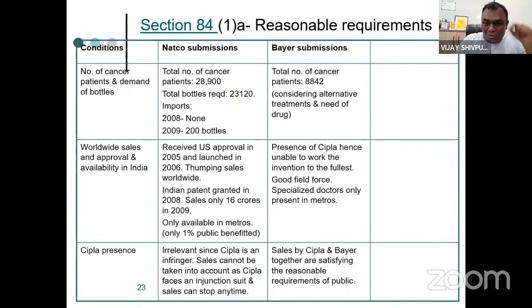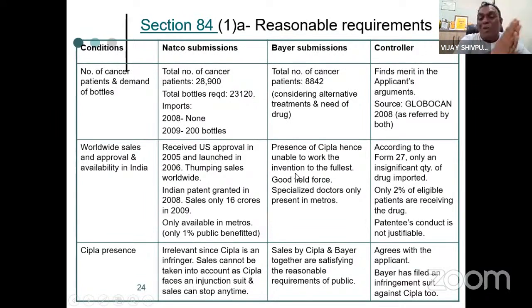Now, those were the submissions by Bayer. That double standards comment was coming from Shark Tank India, actually. Like, what did the controller say? So this compulsory licensing happens at the patent office. The controller found merit in NATCO's submissions. And according to Form 27 submitted by Bayer, only an insignificant quantity was imported. Only 2% of the eligible patients are receiving the drug. The patentee's conduct is not justifiable.